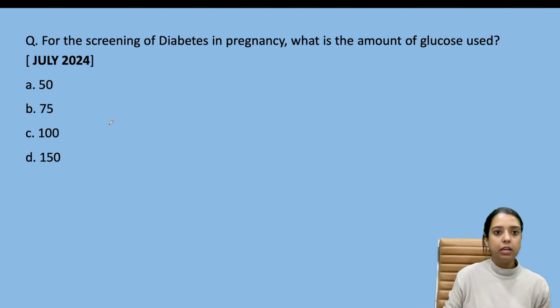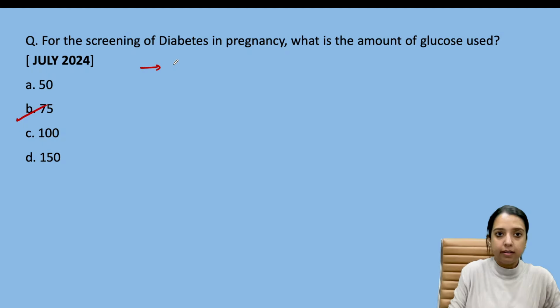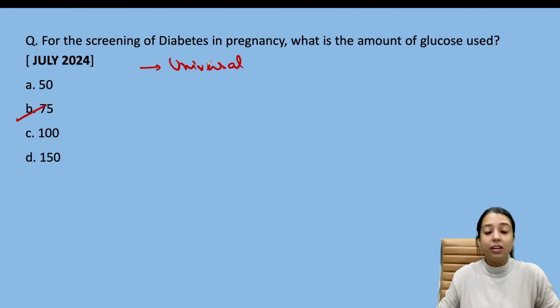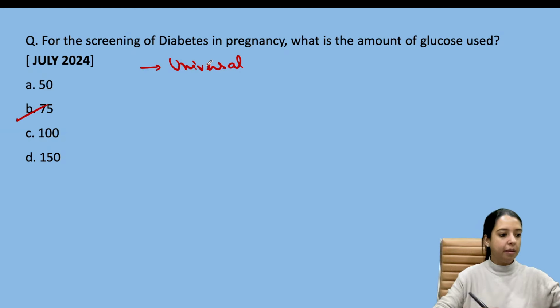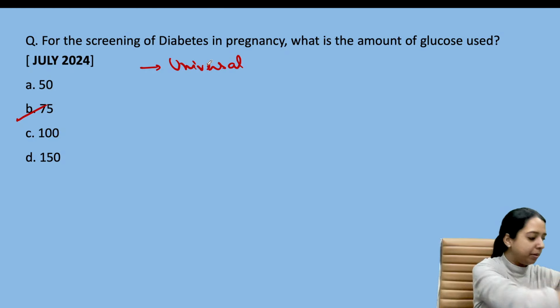Diabetes. Question 1. For the screening of diabetes, what is the amount of glucose used? 75 gram. Now some questions on screening. Who should be screened? Universal. In our country, it is universal. In the US, it is high risk. Only high risk women who are obese or have family history are screened. But in our country, everyone is screened. Okay? Universal screening for diabetes in our country.